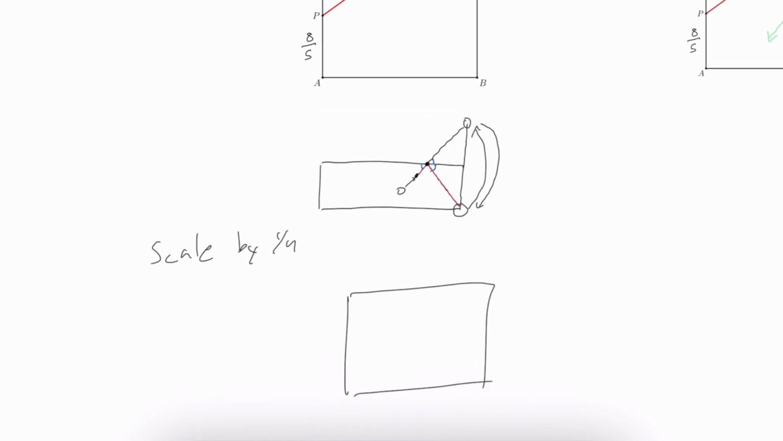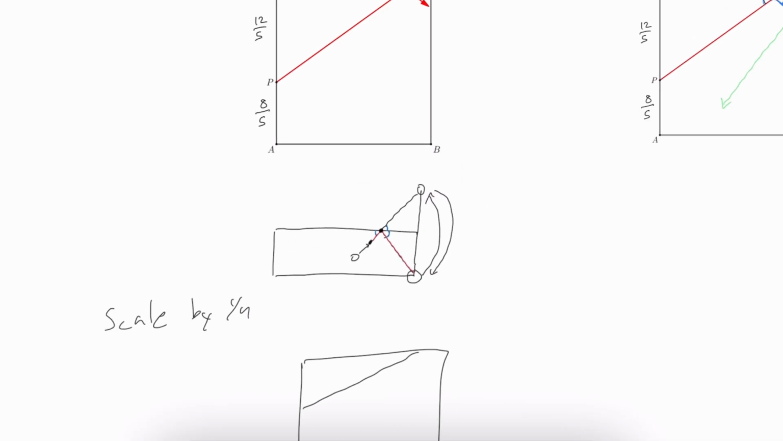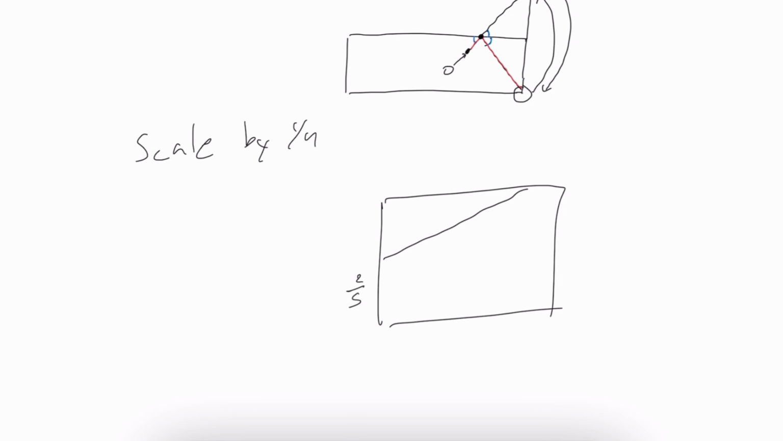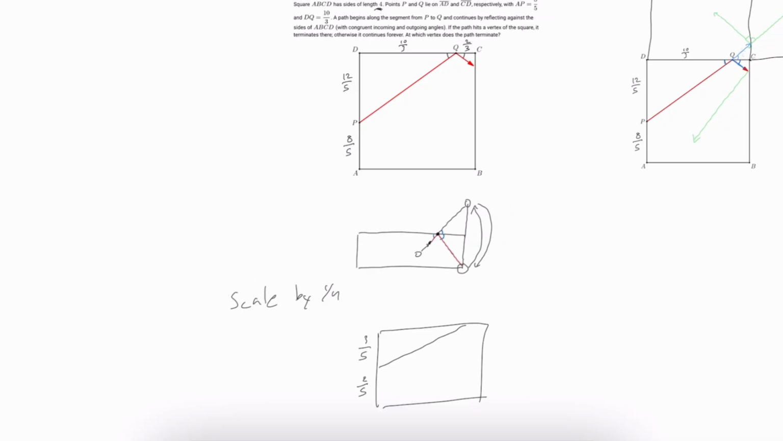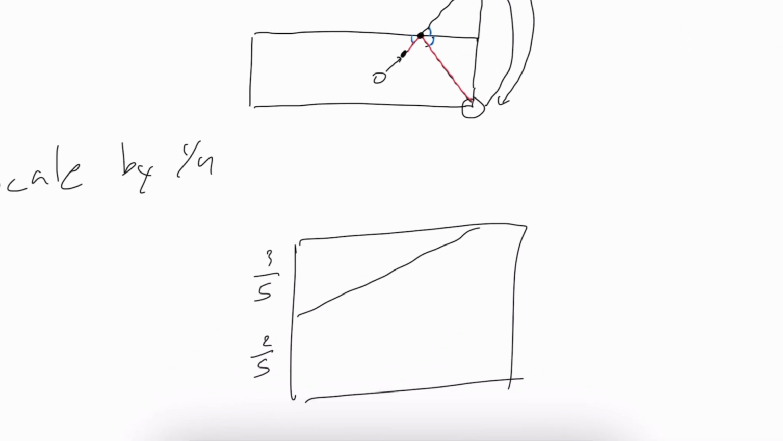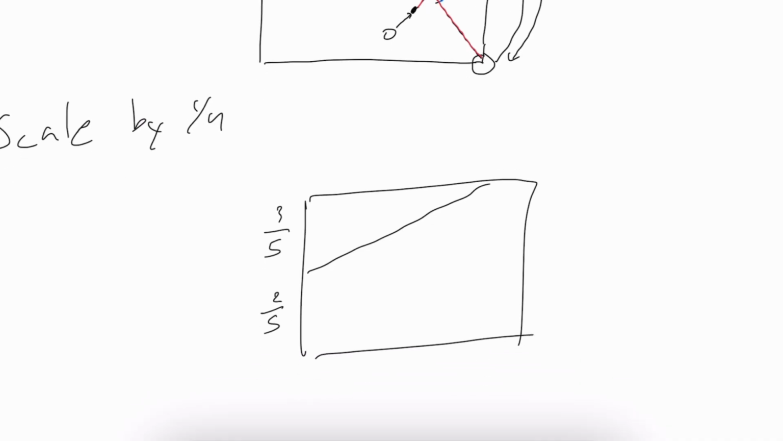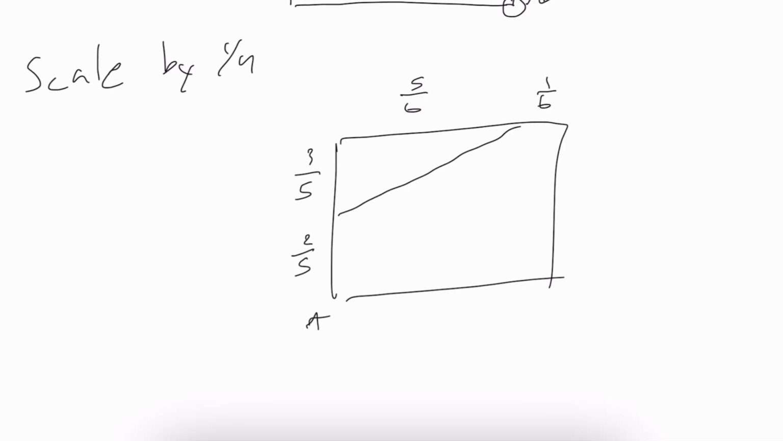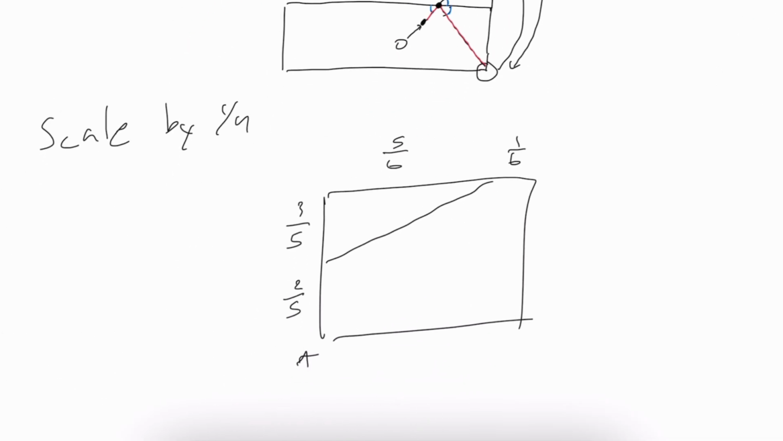We have PQ here. This will be 2 over 5 now, and this will be 3 over 5. And then scaling by 4, we have that this will be 5 over 6, and this will be 1 over 6, I think. Yeah. We have A, B, C, D, P, and Q.